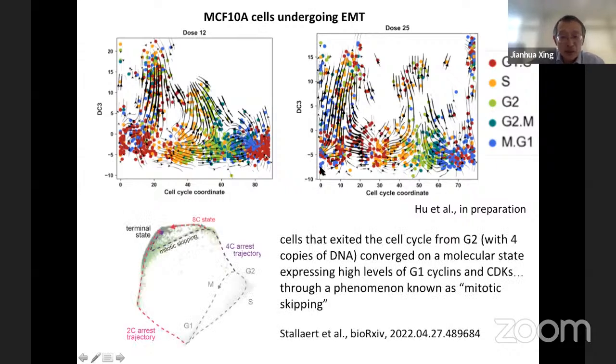Then I talked to Wayne Stellers. He has very nice work. In recent work in this bioRxiv preprint, they have done a lot of multiplex staining study and also live-cell imaging. And what they report, actually, they found this: the cells exit the cell cycle from G2, at G2M arrest, and then those cells really converge to a pseudo G1S state. So they did observe this, and this is consistent with what Sophia just observed.